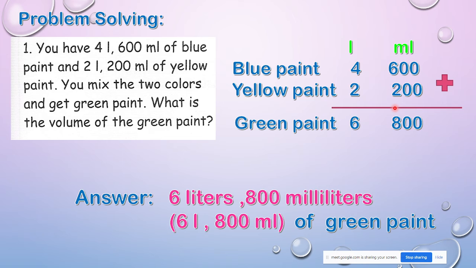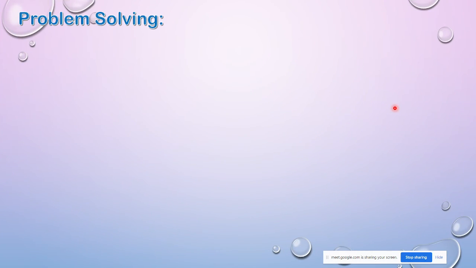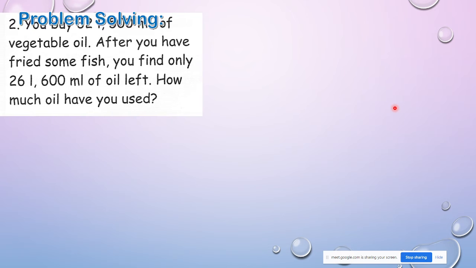Or you can simply write it as 6L, comma, 800 ml. Make sure L and ml are all in small letters. Okay, 6L, comma, don't forget the comma also, 800 ml of green paint. Understand? Next. We have one more.